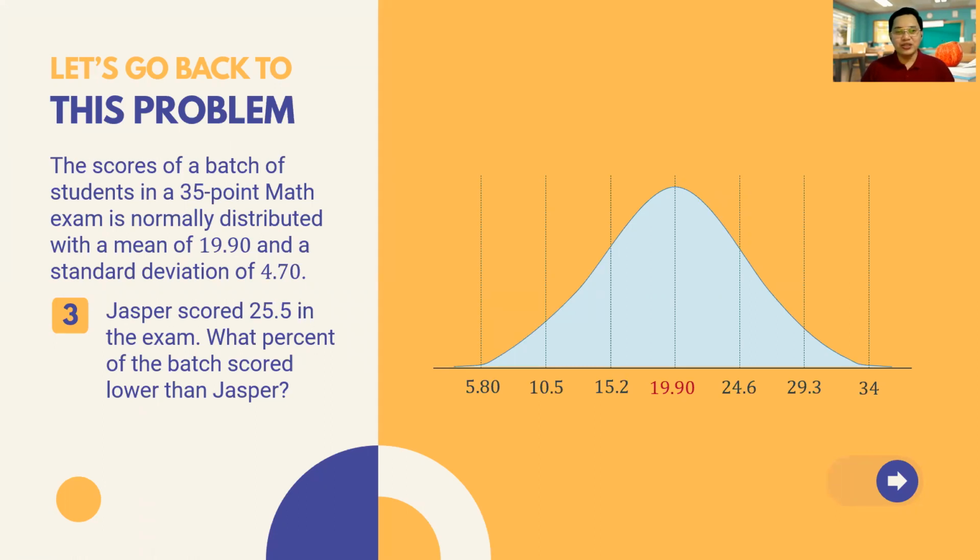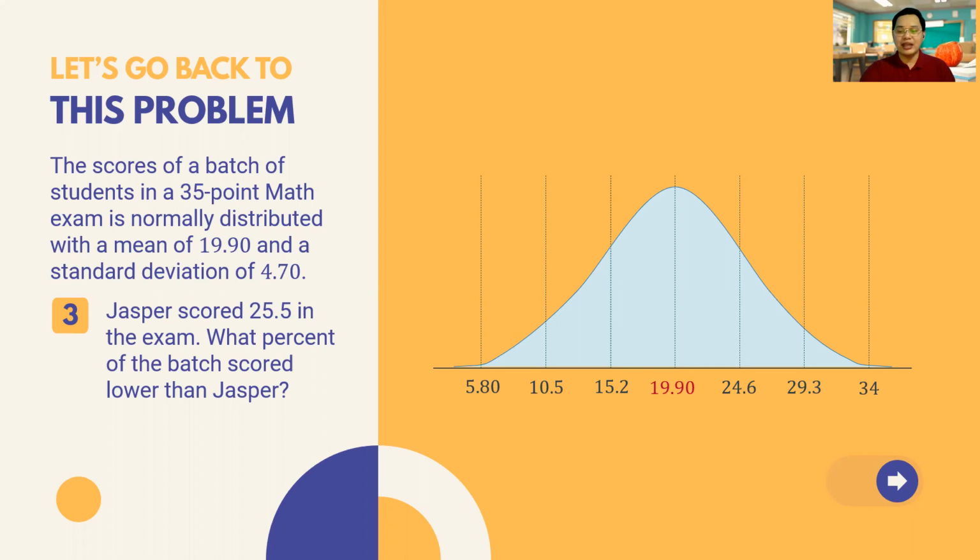So we will use what we talked about in terms of the standard score in solving this problem. So again, in a certain batch of students who took a 35-point math exam, the scores were normally distributed and the mean was found at 19.9 and the standard deviation is 4.7. The question that we want to answer is, if a certain student, Jasper, scored 25.5 in the exam, what percent of the batch scored lower than Jasper?